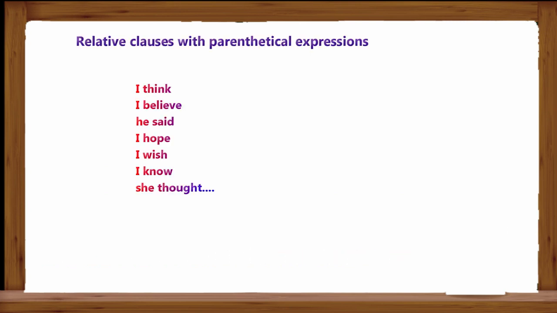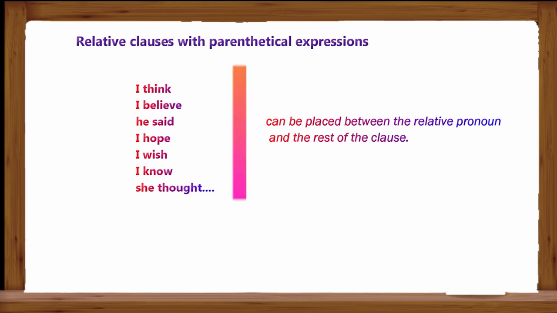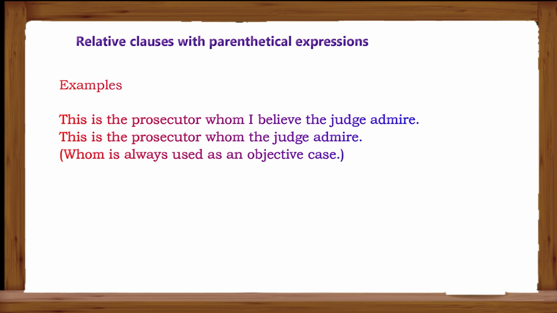Some parenthetical expressions like I think, I believe, he said, I hope, I wish, I know, she thought, and etc. may be placed between the relative pronoun and the rest of the clause. These expressions, however, do not change the cases of the relative pronouns. For example, this is the prosecutor whom I believe the judge admires. To understand the case of the relative pronoun, omit I believe. This is the prosecutor whom the judge admires. Whom is always used as an objective case.